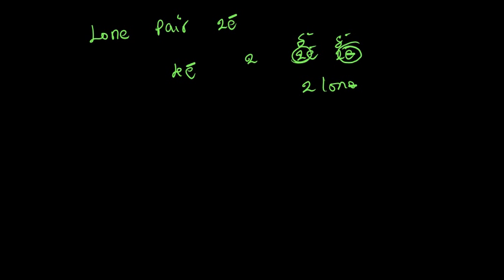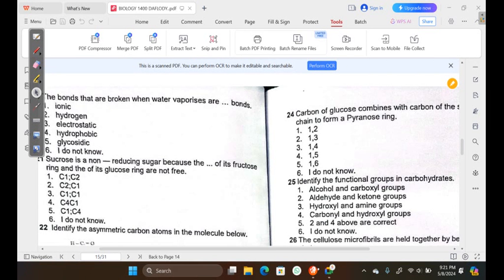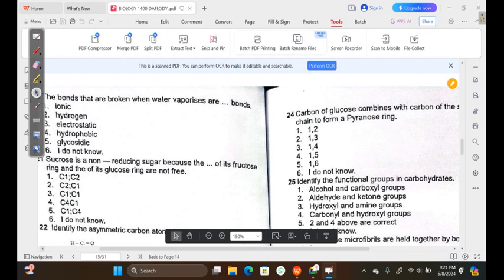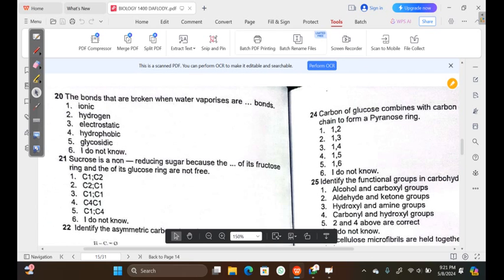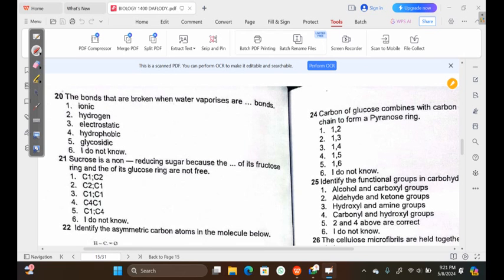So carbohydrates. Carbohydrates, we have question 21. So let's start from question 20. The bonds that are broken when water vaporizes are dash bonds. I explained this one. Hydrogen bond. Yeah. 21. Sucrose is a non-dash reducing sugar.